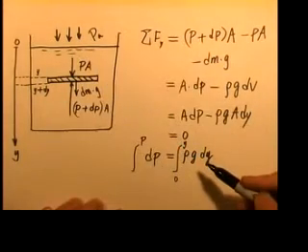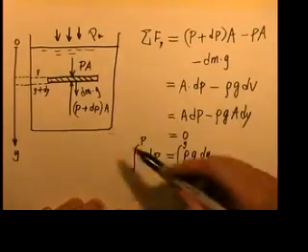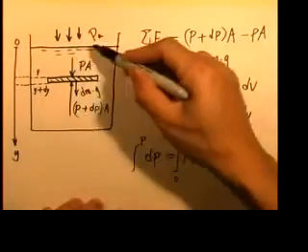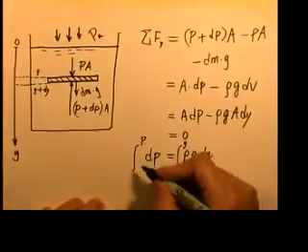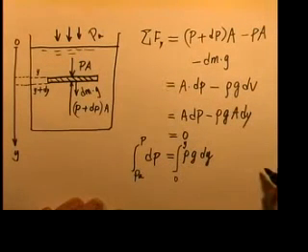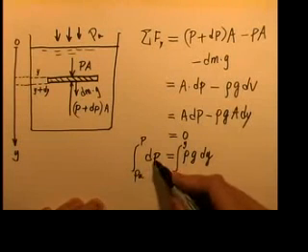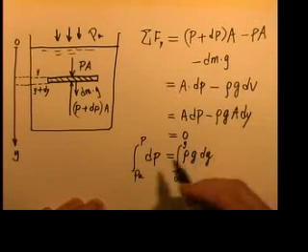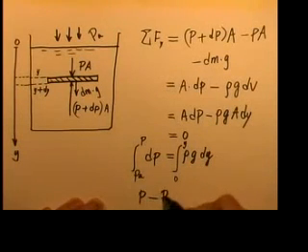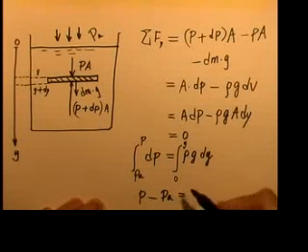Now, is the initial pressure zero? Well, not really. If this is a container of water, of course, over here at the top, you still have air pressure, right? So this is PA, the atmospheric pressure. Now, the left-hand side, you can easily work out the integral, and that is P minus PA.